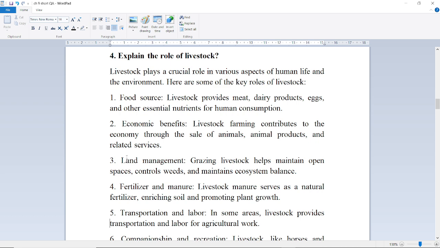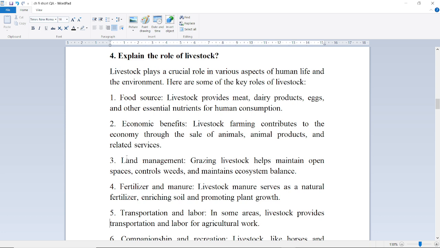Next is land management. Grazing livestock helps maintain open spaces, control weeds, and maintains ecosystem balance. Next is fertilizer and manure. Livestock manure serves as a natural fertilizer, enriching soil and promoting plant growth. Next is transportation and labor. In some areas, livestock provides transportation and labor for agricultural work.